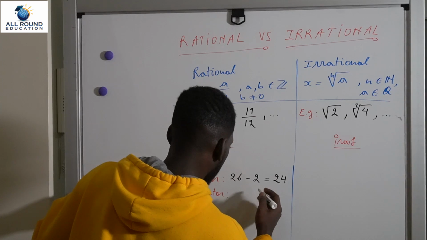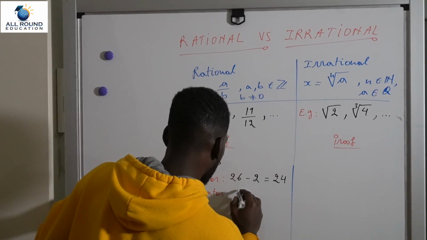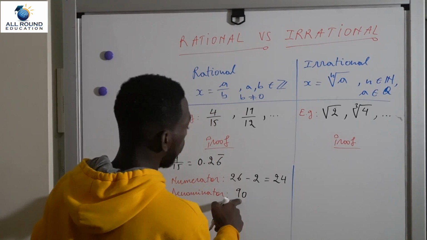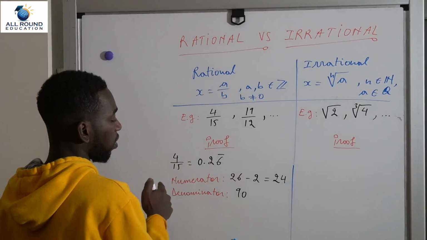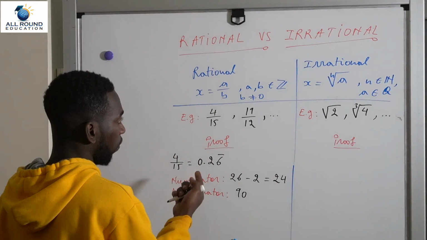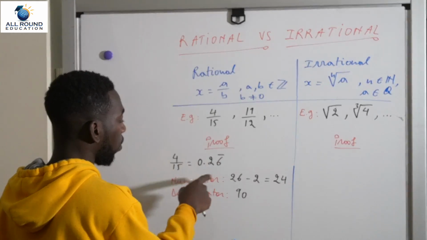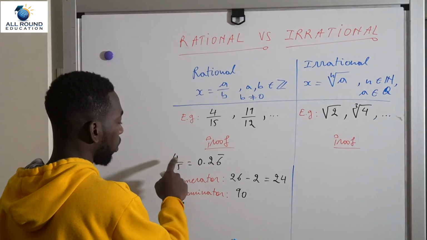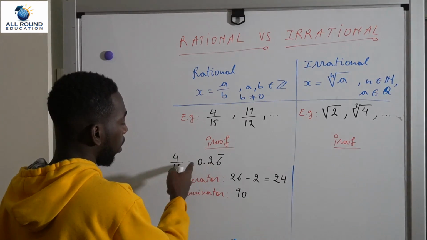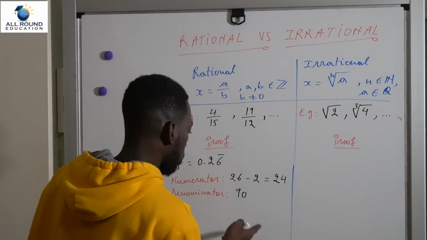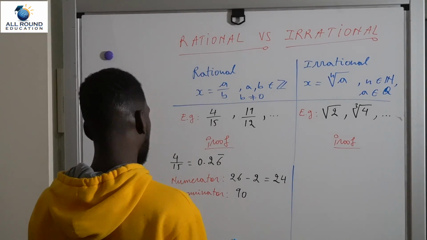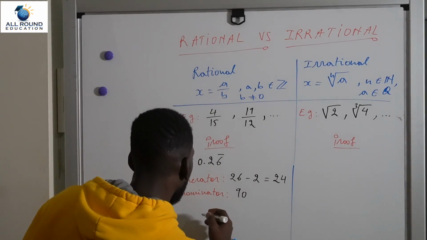So the denominator will just be 90. And if you're not sure about 90, watch the previous videos. We did a lot of different examples on how you can convert a decimal number into a rational number. So our denominator is 90.